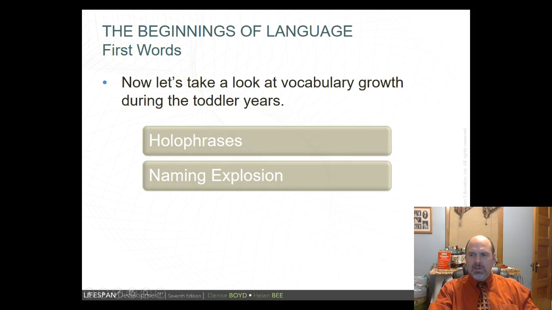Between 16 and 24 months, at 16 months old, they have 50 words in their vocabulary. At 24 months, they have 320 words. So vocabulary grows in huge spurts. The naming explosion includes names for things or people. Action words tend to appear later.